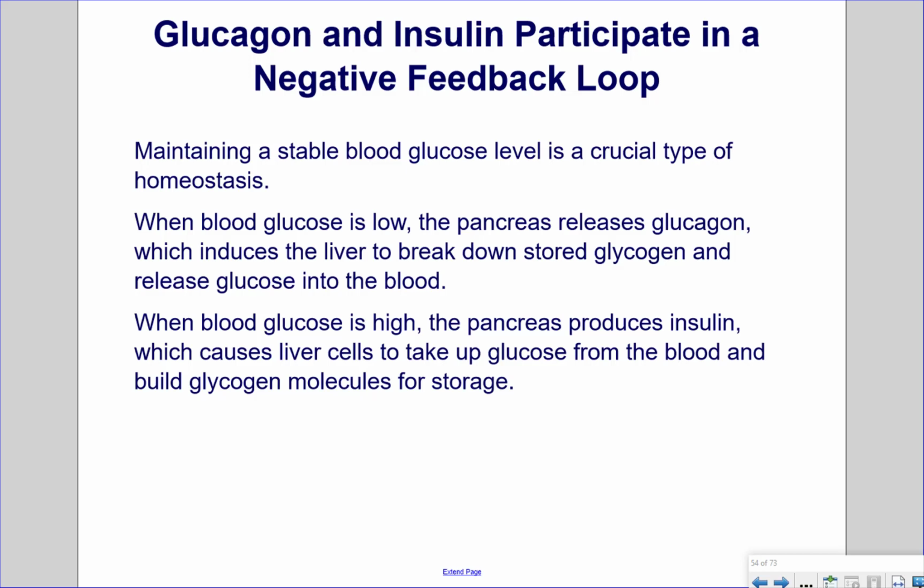Glucagon and insulin participate in a negative feedback loop. Maintaining a stable blood glucose level is a crucial type of homeostasis. When blood glucose is low, the pancreas releases glucagon, which induces the liver to break down stored glycogen and release glucose into the blood. When blood glucose is high, the pancreas produces insulin, which causes liver cells to take up glucose from the blood and build glycogen molecules for storage.